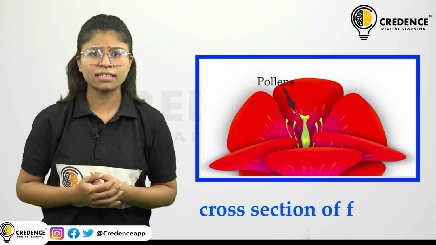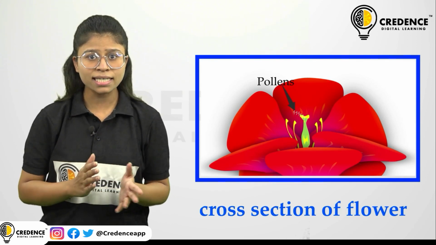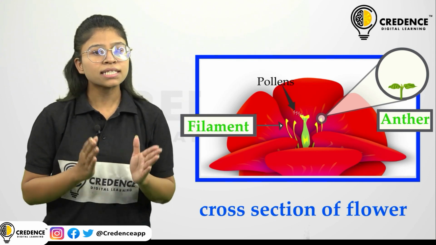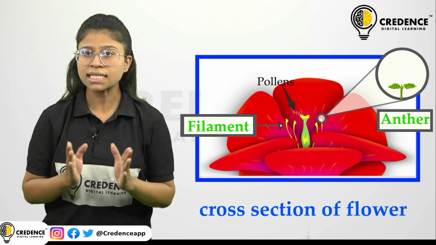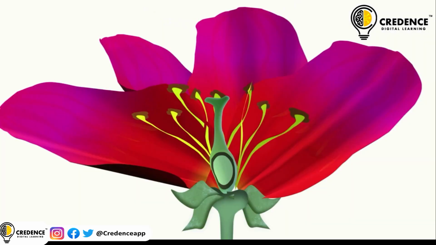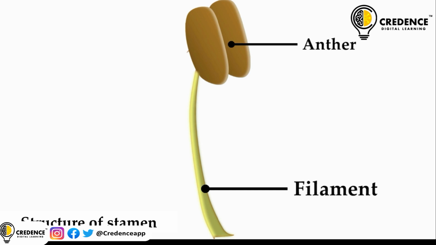As you can see here in the flower, the male reproductive part consists of two parts, that is anther and filament. This anther and filament together form the male reproductive part called stamen. Now let us zoom in on the stamen. The tube-like structure is called filament and the bulky structure is called anther. Let us zoom into the anther.